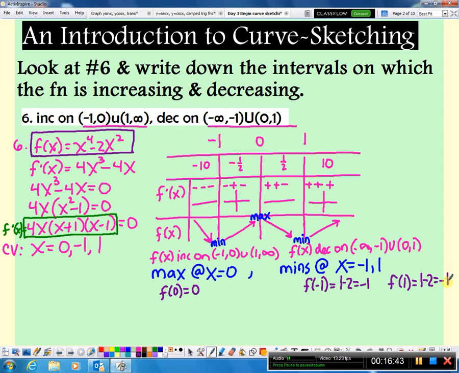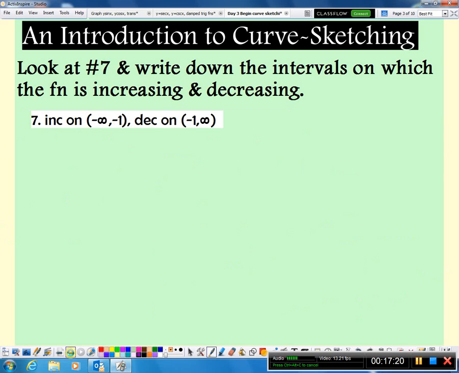So I would say, okay, that means I've got my max, if I had to name it in point form, at 0, 0. And I've got mins at -1, -1, and +1, -1. And if you'll right quick look at the graph, does my purple algebraic work match what you're seeing on the graph from the book? So again, my goal is to try to get you to put together the algebra with what you've already identified graphically. So we're trying to get those two ways of thinking about things to come together for you.